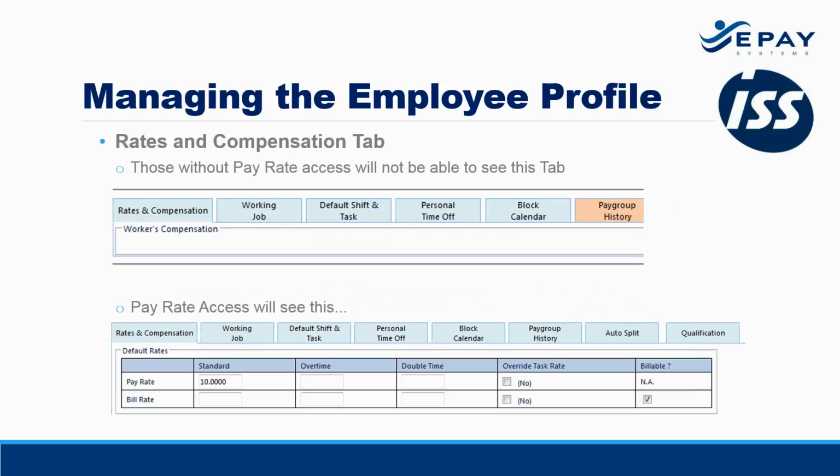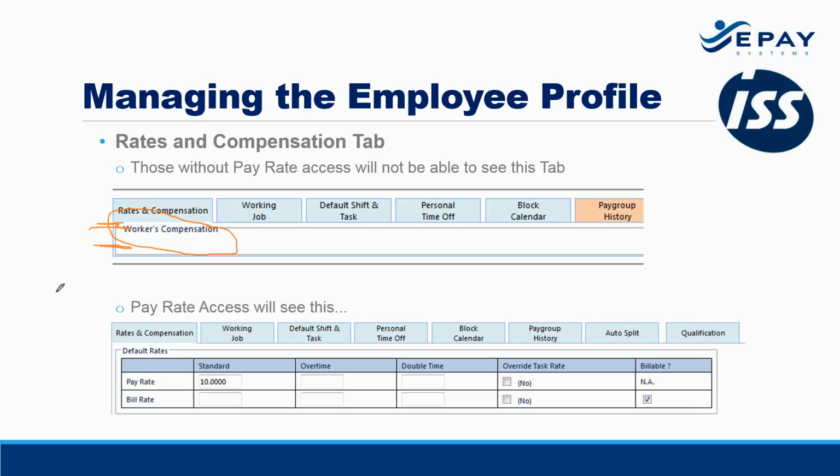So the screen will look very similar to this. If you have pay rate access, you're going to see the bottom half of the screen. If you don't have pay rate access, it'll be right at the top. It'll be blank, and it looks kind of funny because it just says workers' compensation here. You have no access. You're just missing a lot of the stuff that comes after that title. But it looks similar to the bottom of the screen if you had access.